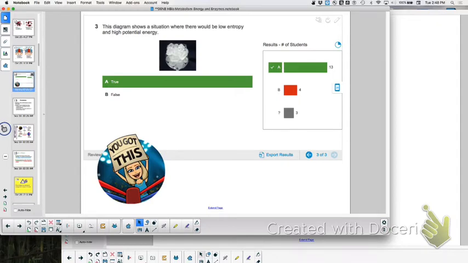This diagram shows a situation where there would be low entropy and high potential. Remember when we talked about that, when we have everything together, that's low entropy, high potential energy. As it disperses, entropy increases.